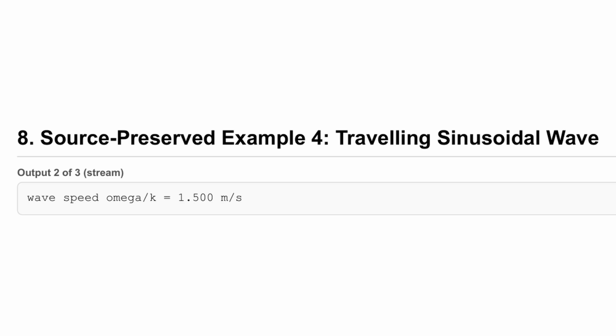The printed output stream confirms our wave speed calculation, returning a value of 1.5 meters per second. This matches our initial input parameter perfectly, providing a solid mathematical verification of our wave grid relationships.